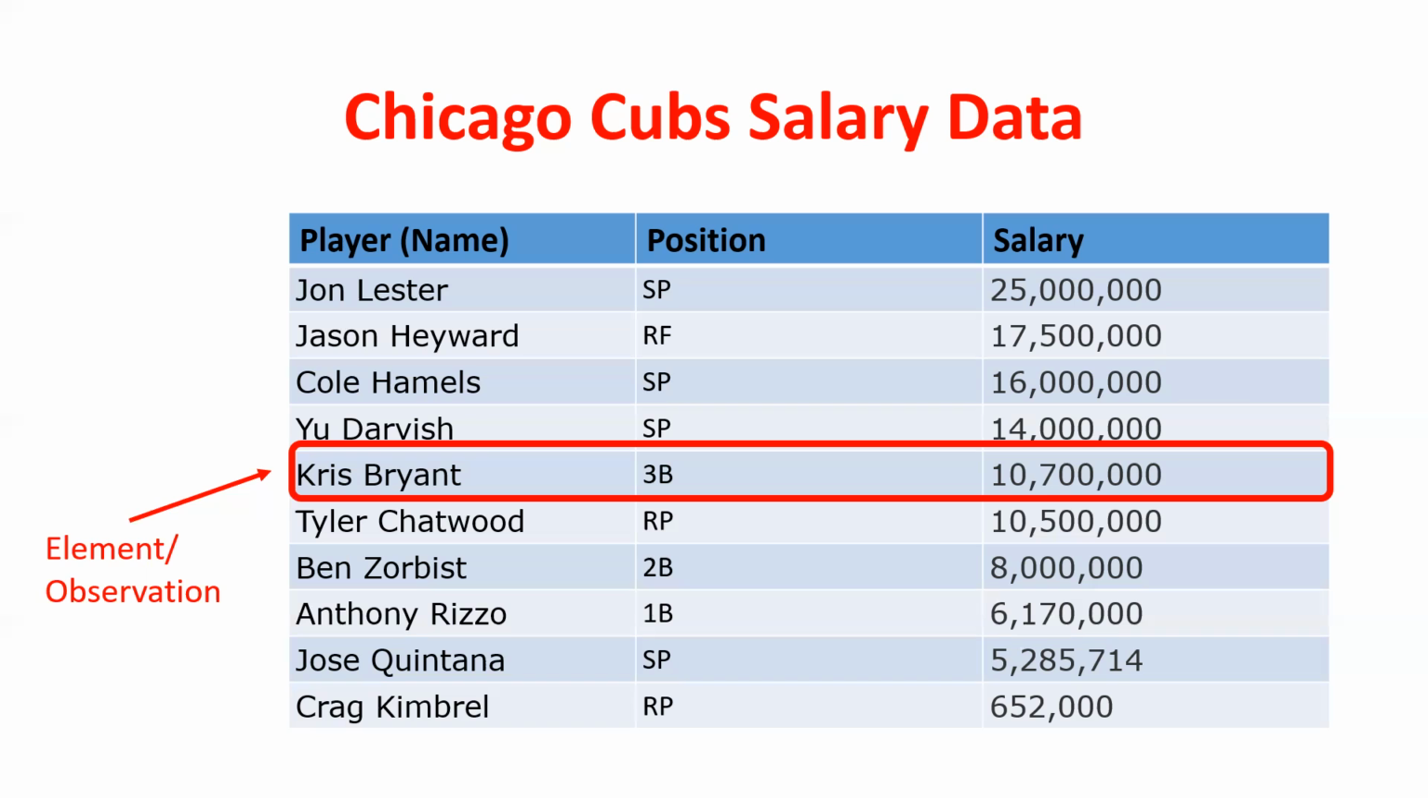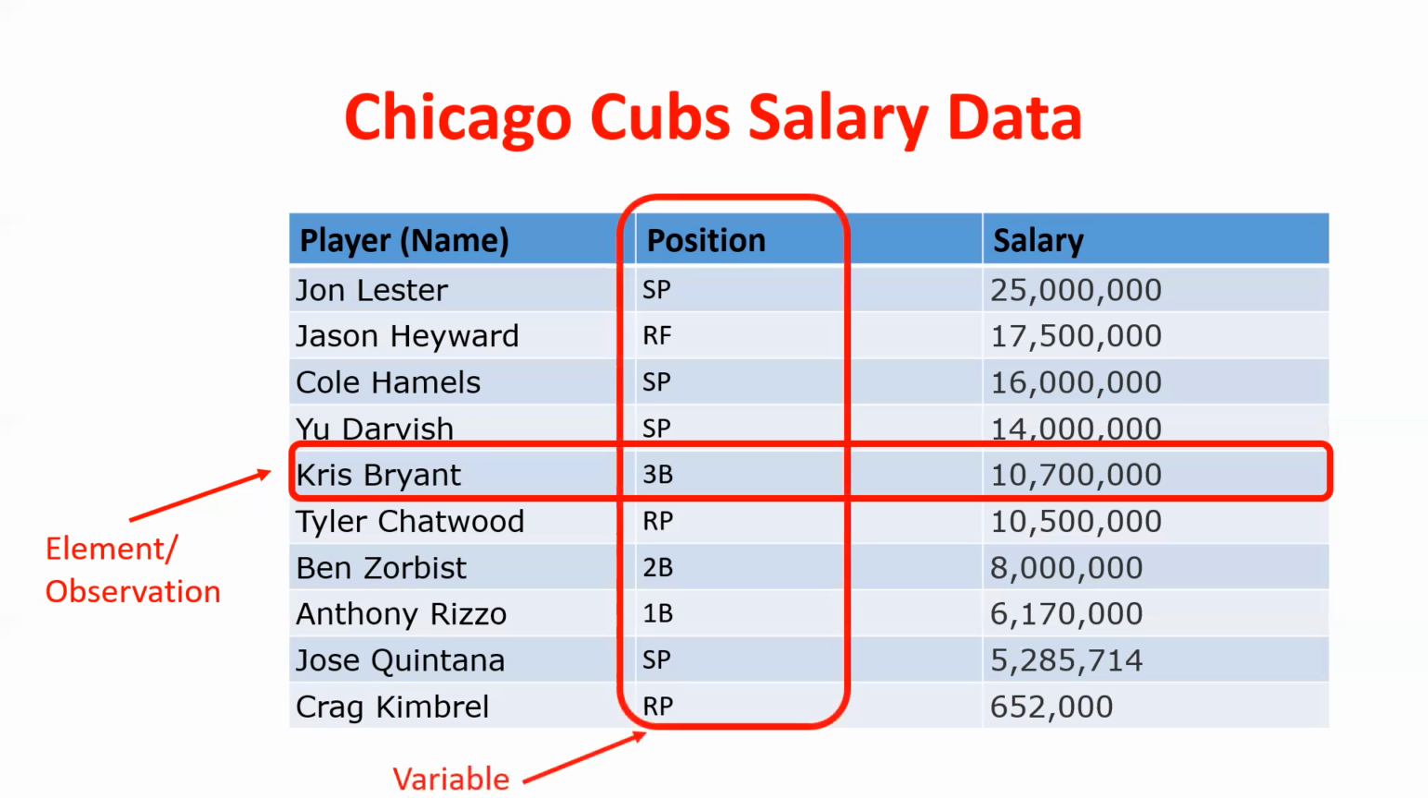So for each observation, we then have variables that we collect information on. So we have all these different players. We collect data on their name, their position, and their salary. So we have 3 variables here: name, position, and salary. So variables are going to be our columns. The observations are our rows.